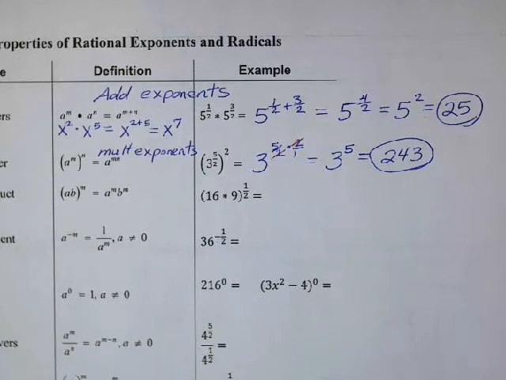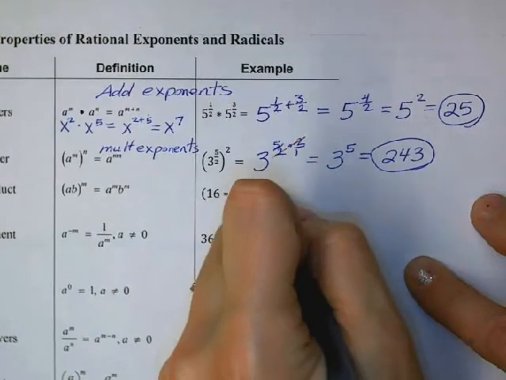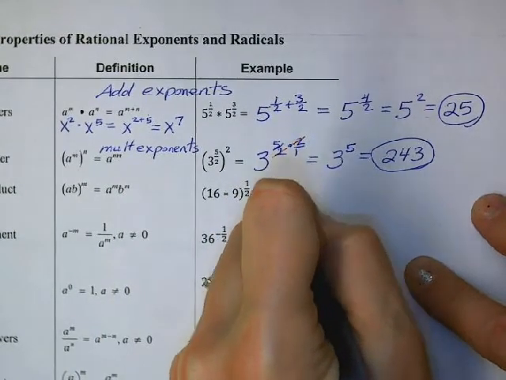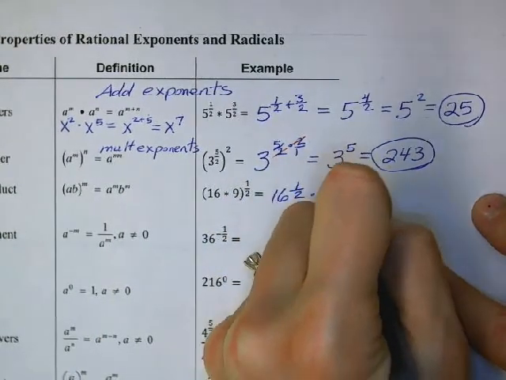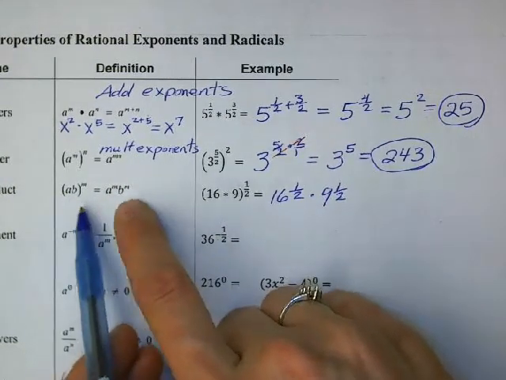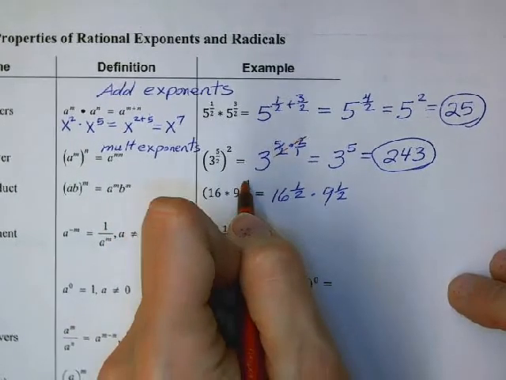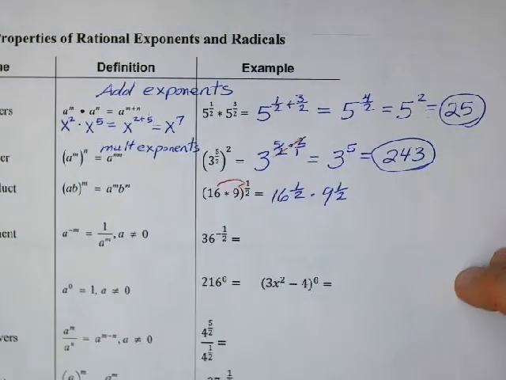So it says here, in this rule, you can do A to the M times B to the M. So now we got 16 times 9 to the 1/2 power. So you can do 16 to the 1/2 power times 9 to the 1/2 power. I'm just following how that rule looks. It's like this 1/2 power goes with each thing inside.